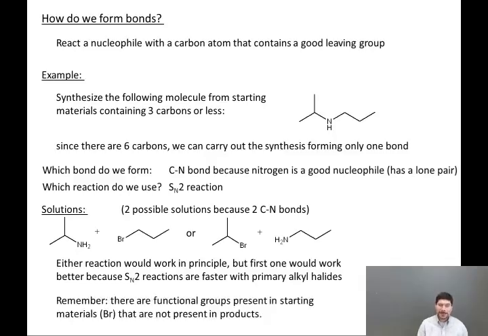So remember, does your final product have a bromine in it? No. There are functional groups present in your starting materials that are not present in the products. Because if you did not have that bromine there, if you just had propane, which is what a lot of students like to do on these problems, there is no leaving group. So if you're going to have the nucleophile come in, it's got to displace a leaving group, and of course if something is a leaving group, it's going to leave and not be present in the final product.